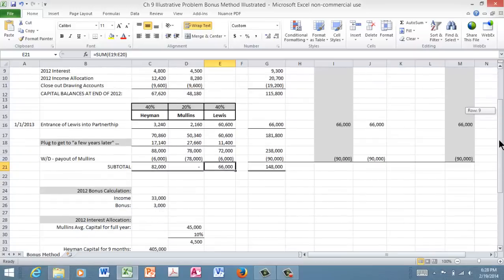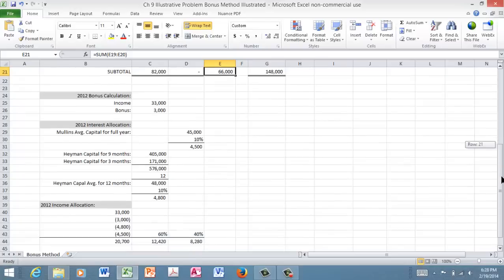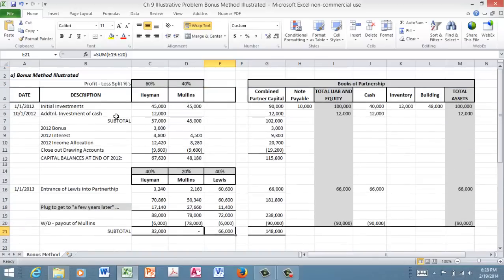And at this point there would be new articles of partnership, and life would go on with Heyman and Lewis being a 50-50 share, and whatever they agree upon as they go forward. Okay, so I hope that helps illustrate the bonus method, and the next video will show the goodwill method of handling these transactions. Thank you.